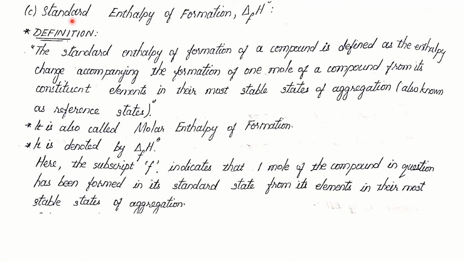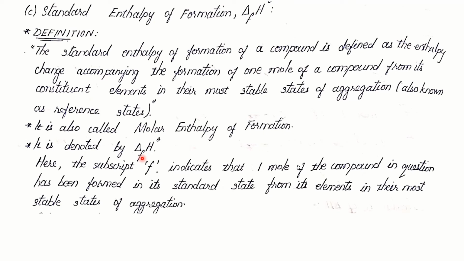Let us now learn about another type of reaction enthalpy, which is standard enthalpy of formation. It is denoted by the symbol delta H naught with the subscript f. Note that there is a greater chance of getting confused with the symbols of standard enthalpy of fusion and standard enthalpy of formation. The symbol of standard enthalpy of fusion is delta H naught with the subscript fus. Remember, I taught you about that when I explained standard enthalpy of fusion.